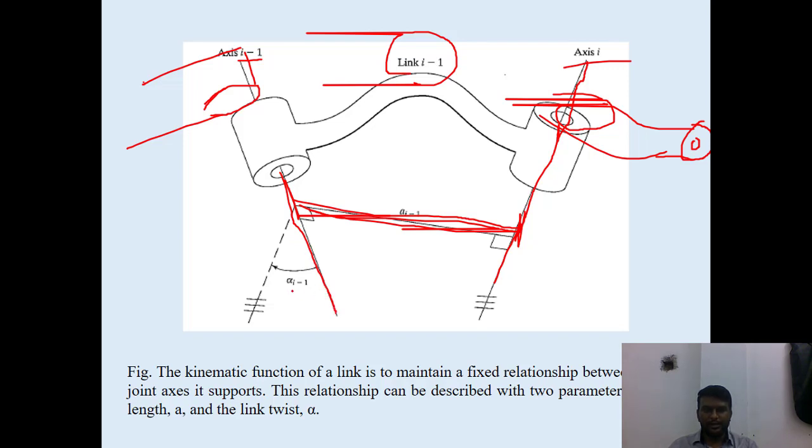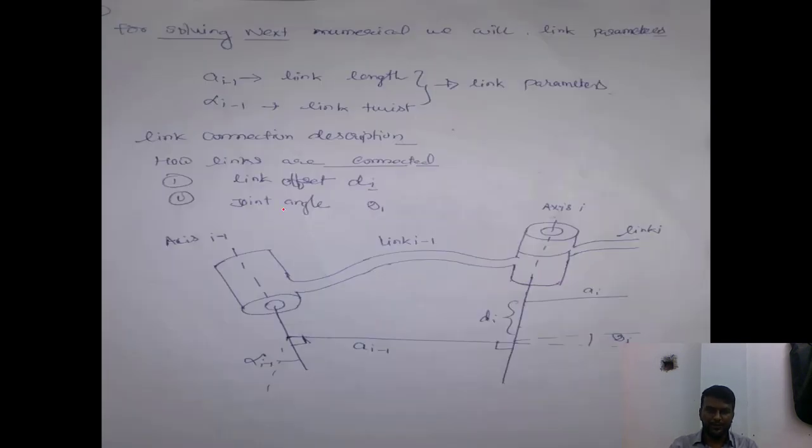The other thing is called link twist. You draw two axes, this axis and another axis, and when you turn axis i minus 1 so that both axes become parallel, whatever turning we provide to make these two axes parallel, that is called link twist. That is the definition here. So these two things, one is the link length, denoted by a i minus 1 for link number i minus 1, and alpha i minus 1 is the link twist. These two are called link parameters.